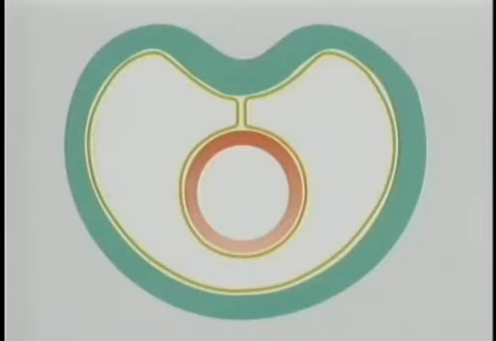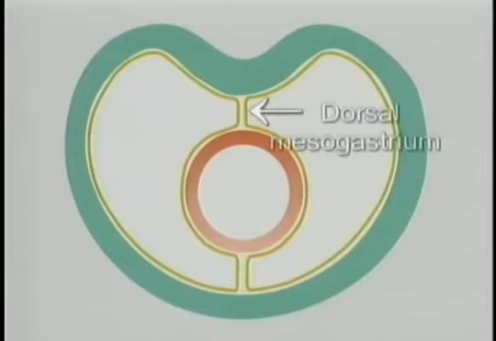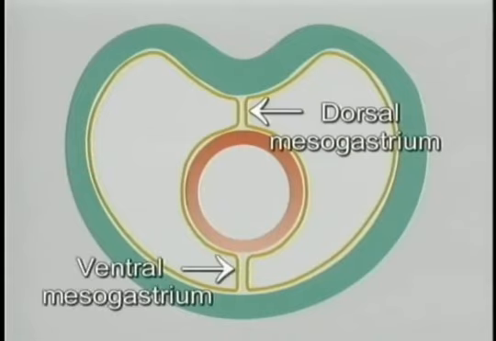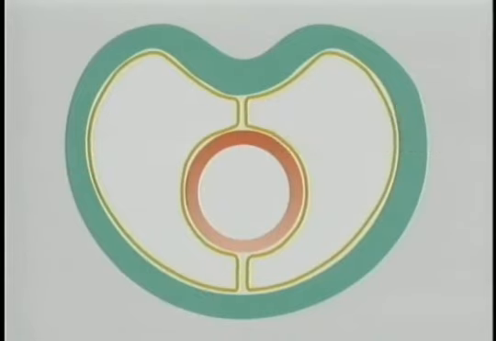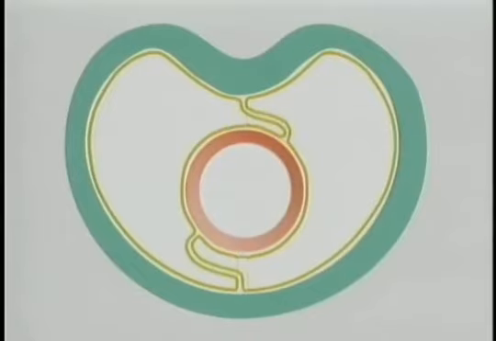The hindgut and midgut are attached to the body wall by a double fold of peritoneum, only along the back. The foregut is attached also at the front. Its two attachments are the dorsal mesogastrium behind and the ventral mesogastrium in front. As the foregut rotates, the dorsal and ventral mesogastrium rotate with it.